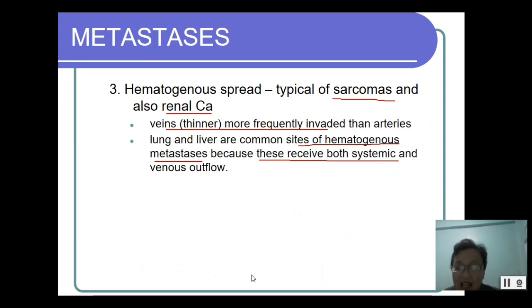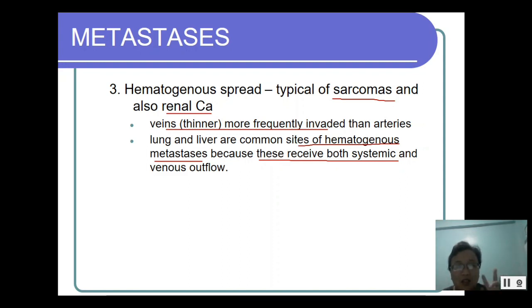Ang delikado sa lahat is if the tumor went to the blood. If the tumor went to the blood, it undergoes hematogenous spread. Common among sarcomas, those of mesenchymal or connective tissue origin, and renal carcinoma in the kidneys. Between a vein and an artery, usually what is more frequently invaded is the vein, kasi mas manipis siya, thinner.